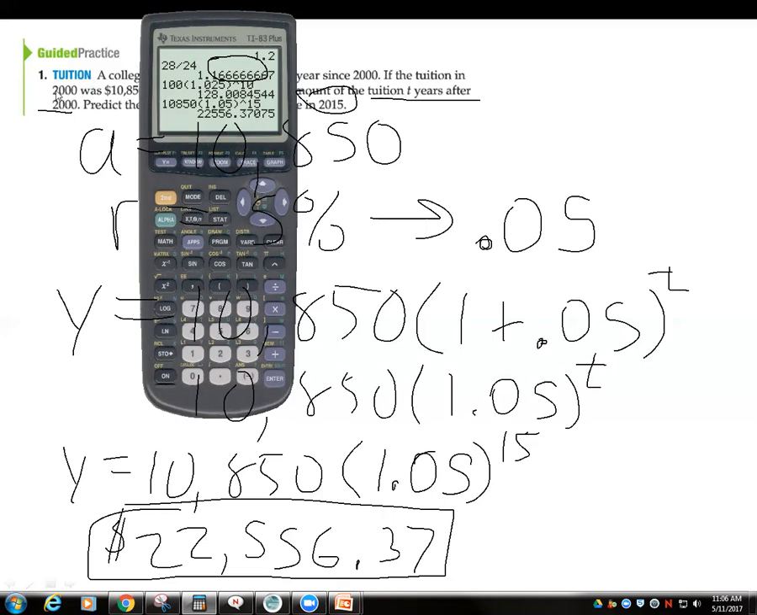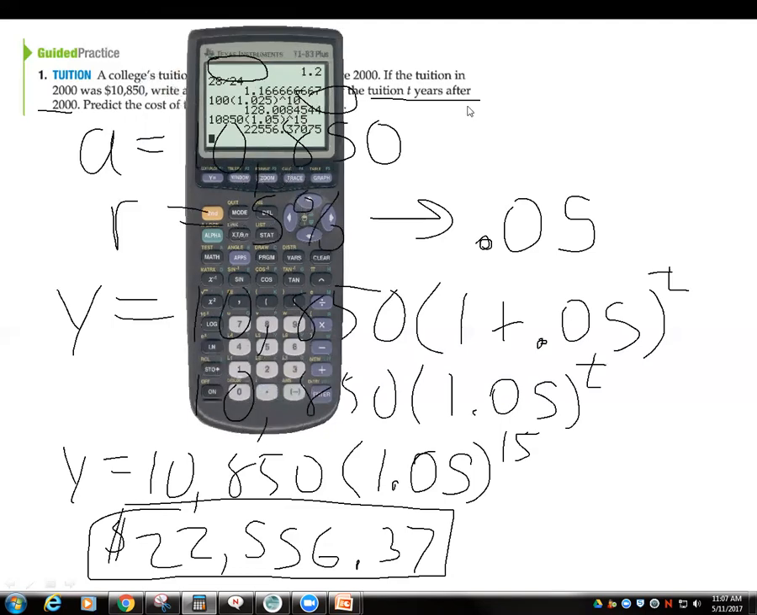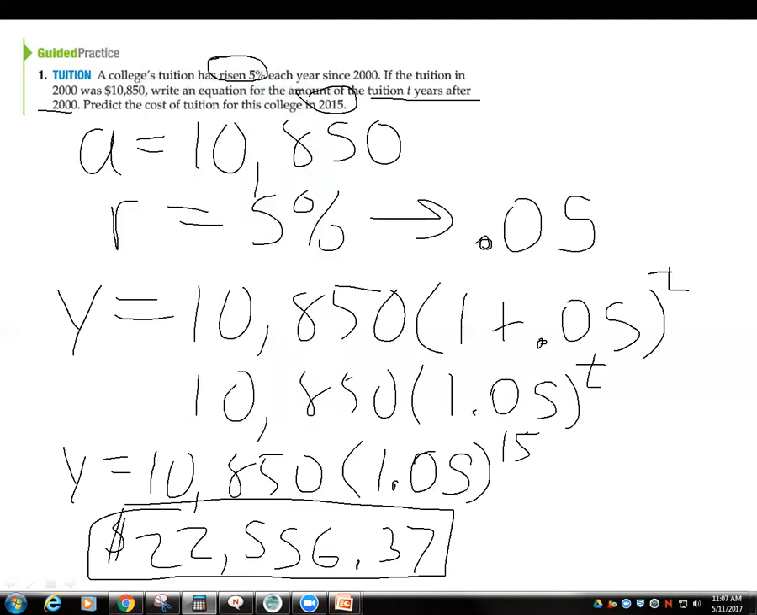Notice that in 15 years, the tuition has more than doubled, because if you add 5% each year, you're not just adding 5% of the 10,850. You add 5% for the first year, then you get a new amount that's a little bit more. Take 5% of that. The next year, you get a new amount that's a little bit more than that amount. Take 5% of that. Add that back in. So each year, you're adding in the amount that was added the previous year. Okay, so you don't have to understand all that. Just know how to use the formula. Okay?